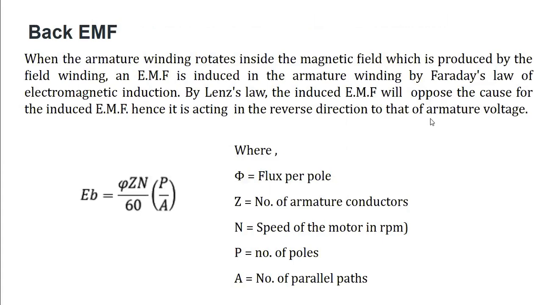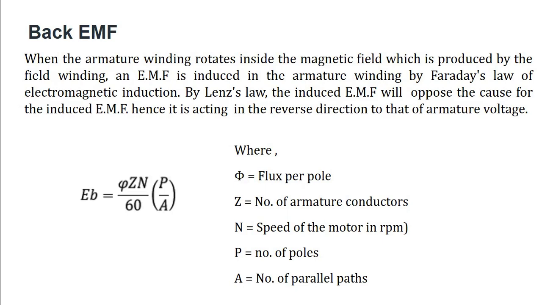Now, before going into the equivalent circuits of the types of DC machine, we need to know the concept of back EMF. We know that the armature winding is rotated inside the magnetic field produced by the field winding. By Faraday's law of electromagnetic induction, when a conductor is rotated inside a magnetic field, an EMF will be induced in the conductor. So EMF is induced in the armature winding by Faraday's law of electromagnetic induction.